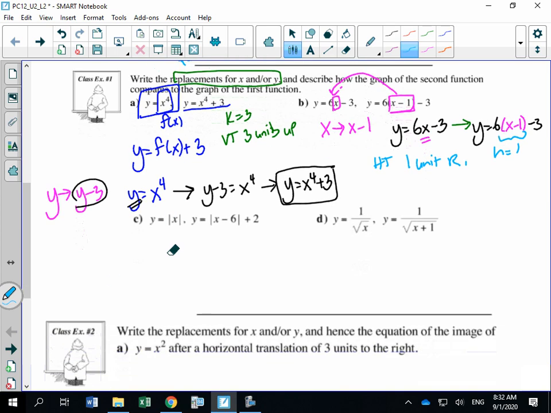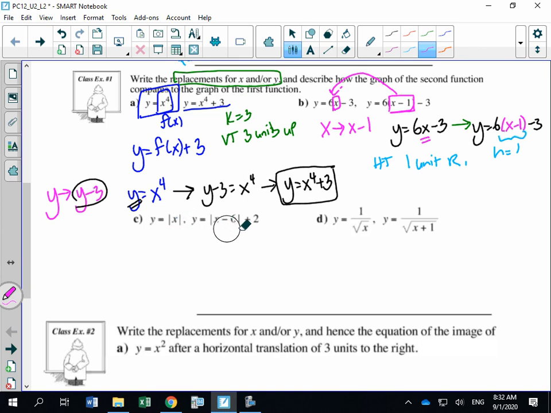Okay, here's our function. It's an absolute value function. Y is equal to the square root of x. They have done two things to this function. They're adding 2. That is our k value. And then within the function, they are subtracting 6. So they're doing two things to my original function.